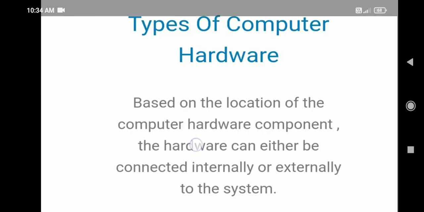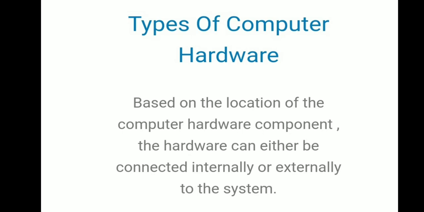There are two major types of computer hardware based on the location of the computer hardware component. That is, sometimes the hardware component may be present inside the computer. Okay, the hardware can be either connected internally or externally to the system. So internal hardware components and external hardware components. So these are the two major types of computer hardware.